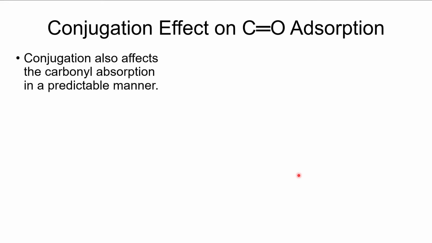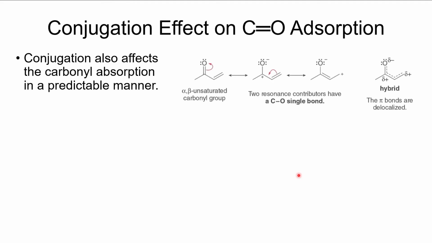We also get what we refer to as a conjugation effect. And this one requires that we look at a couple of resonance structures. So we're going to look at this particular ketone. This is a methyl vinyl ketone, or we could refer to this as but-3-en-2-one, or methyl vinyl ketone works pretty well.